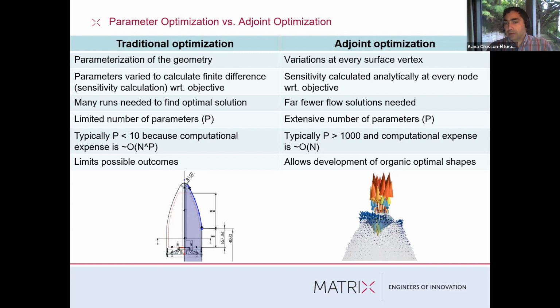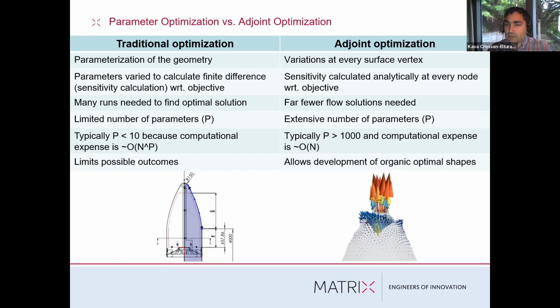The adjoint solver, by comparison, is much more open. So in this case, you're allowing variations at every surface vertex. So every surface vertex is a free parameter. You define the zones where those vertices are, but yeah, lots of parameters. The sensitivity is calculated analytically at every node with respect to the objective function.